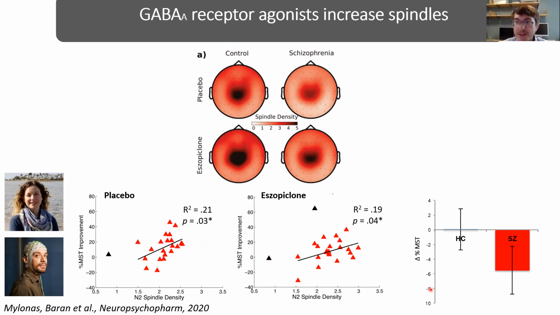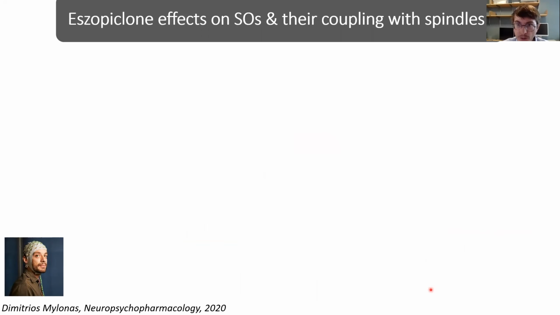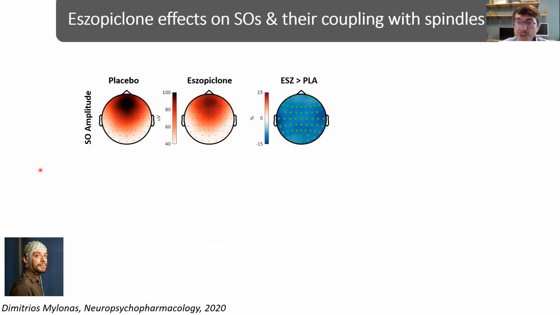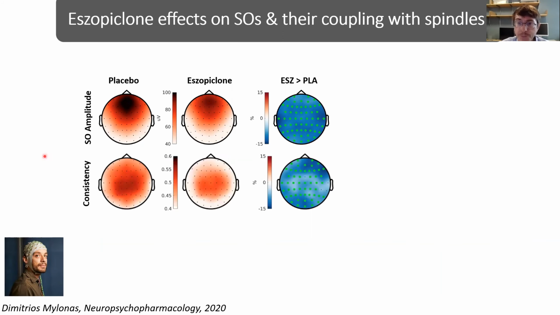So then the question is why might that be? And what Dimitris found was that eszopiclone also affects slow oscillation. One of the things with pharmacological agents is that they can have system-wide effects, though of course perhaps they can be targeted in a very specific way. What they found with eszopiclone was that it actually decreases the slow oscillation amplitude compared to a placebo. It also decreases the consistency of coupling between the spindles and the slow oscillations.